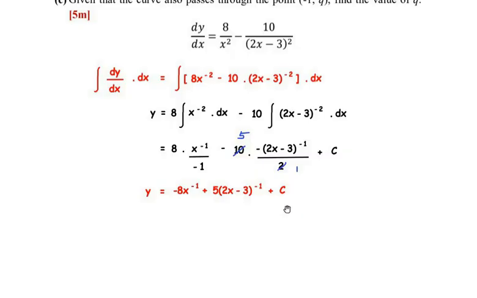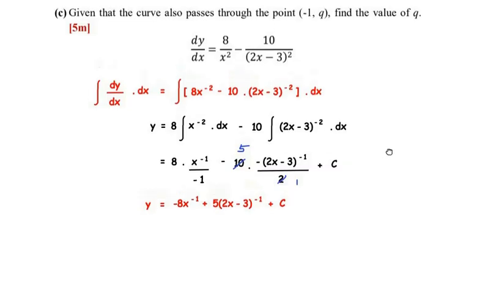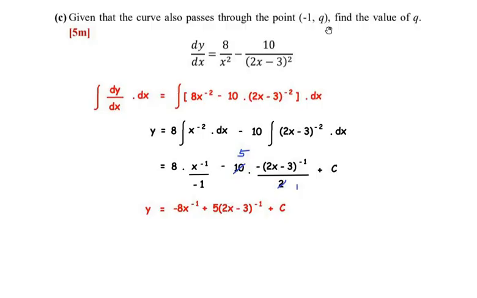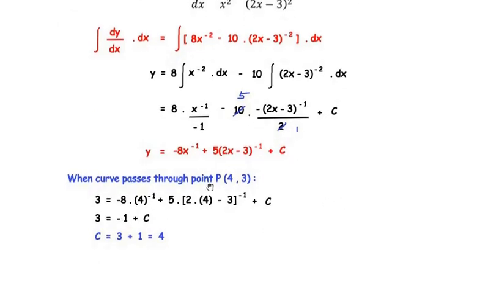Now let us try to find out the value of c first before we find out the value of q. And it was given in the question that the curve also passes through the point P(4, 3). So we are going to make use of those coordinates to find out the value of c here. So when the curve passes through the point P(4, 3), we are going to plug in the value of x and y as 4 and 3 in this equation. So we get 3 is equal to minus 8 times 4 to the power of negative 1 plus 5 times (2 times 4 minus 3) to the power of negative 1 plus c.